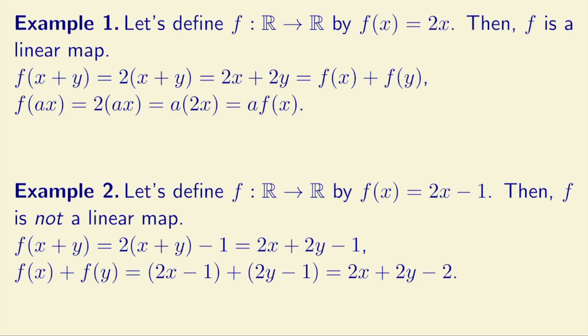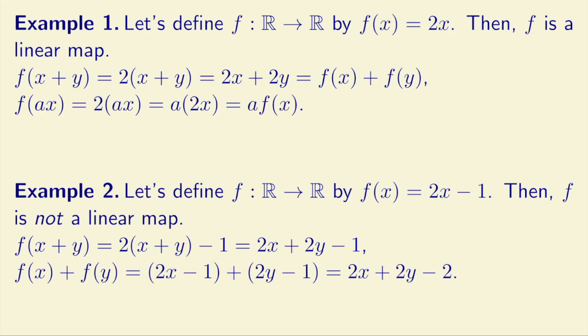That one was straightforward. See, you got it. But the second example, f(x) = 2x - 1, is not. I can see why. The minus 1 is a constant term, and it breaks the rules. Let's check it just to be sure. f(x + y) = 2(x + y) - 1, which is 2x + 2y - 1. But f(x) + f(y) = 2x - 1 + 2y - 1, which is 2x + 2y - 2. Those are definitely not the same, so L1 fails, and it's not a linear map.